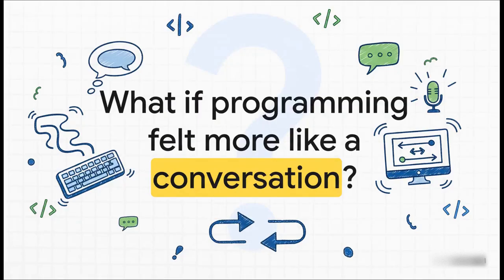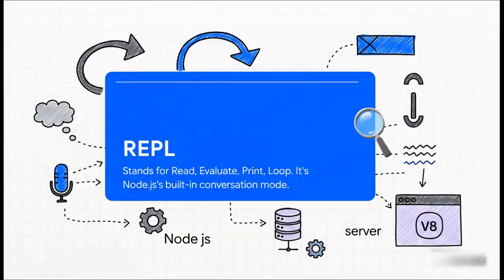This really points to a much bigger idea, doesn't it? It's not just about a quicker workflow, it's about changing our entire approach. What if, instead of sending these formal, written requests through files, we could have a live back-and-forth chat with our programming environment? Well, that what if actually has a name. It's called the REPL, and that's an acronym that stands for Read, Evaluate, Print, and Loop. You can basically think of it as Node.js's built-in conversation mode. It's like having a direct hotline to the V8 engine, the same powerhouse that runs everything from Chrome to your servers.